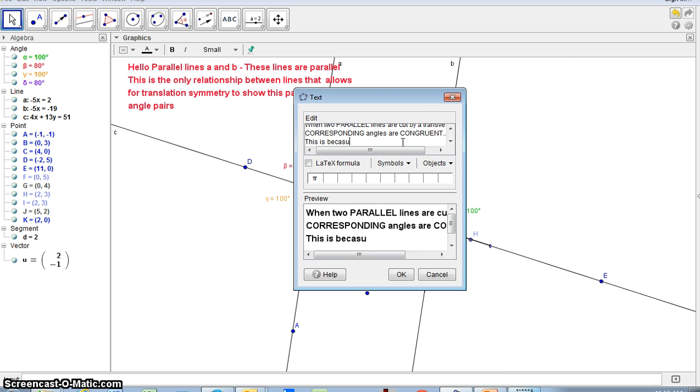This is because there is a rigid transformation that maps one angle onto the next. And that rigid transformation is what? A translation. That is so cool.